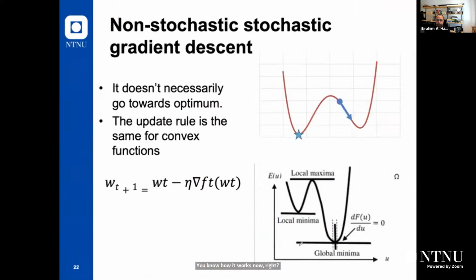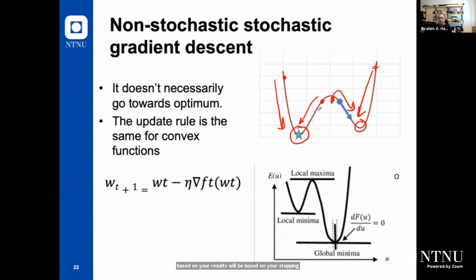So non-stochastic gradient descent does not necessarily go towards the optimum. The update rule is the same for a convex function. If your function is non-convex, we will follow the same approach, but maybe we will not end up in the global minima, we will end up here. This is the problem. If you are starting from that point, you will end up here. If you are starting from that point, for example, you will end up here. If you are lucky, you will end here, which is the global minima. So your results will be based on your starting point.